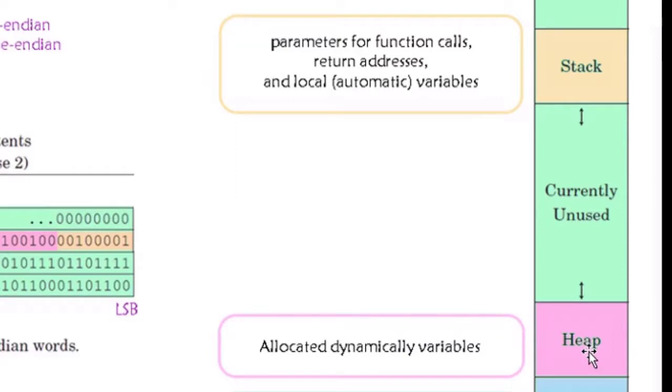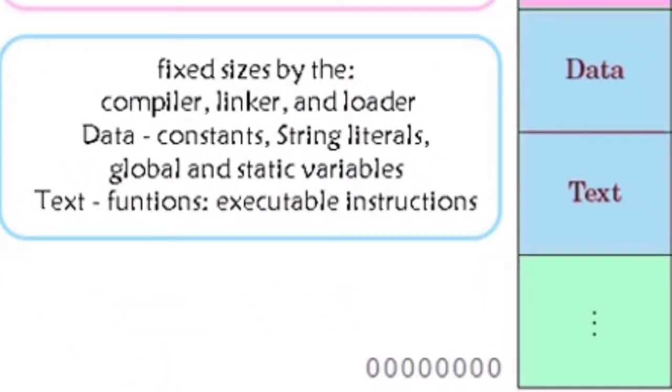The stack and heap can grow and also shrink as the program executes, which means they can expand and contract when the application is running. For the text and data segments, they are fixed by the compiler, linker, and also the loader. The text section contains the executable instructions.